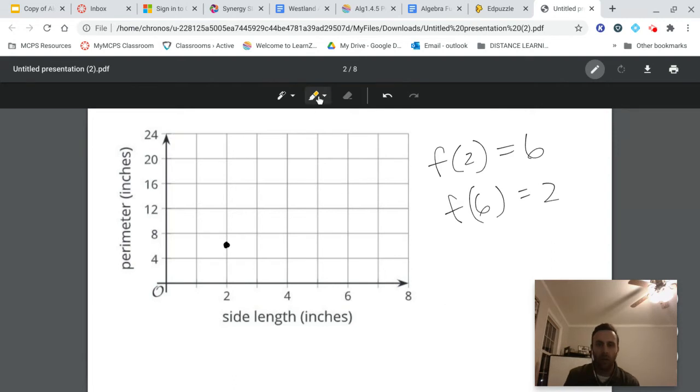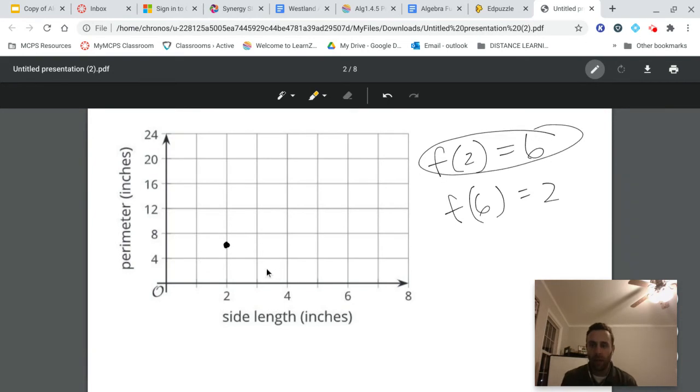So hopefully you said that because the x-axis is the side length, the perimeter is a function of the side length. So the function equals the perimeter, which is the answer, and inside the parentheses would be the x, which is the side length. So in this case, the point is (2, 6), so f of 2 equals 6 is the correct way to say it.